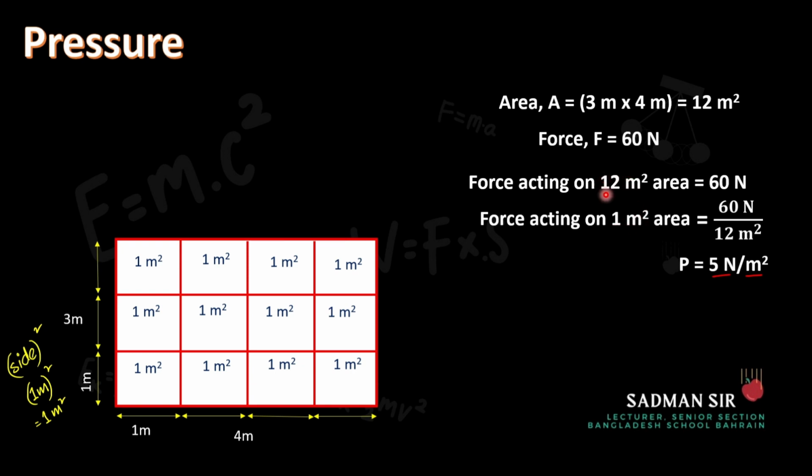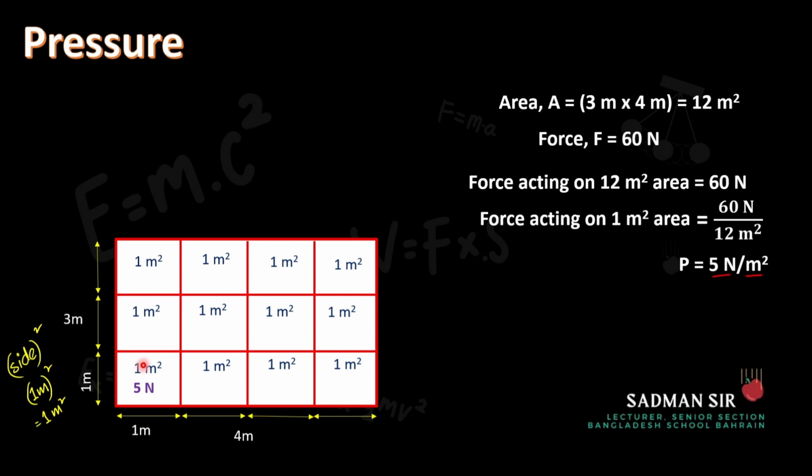Okay, the total area can be divided into small areas of 1 meter square. Now on 1 meter square, how much force should be acting? 5 Newton. That means on this part, how much force should be acting? 5 Newton. That is what 5 Newton per meter square actually means: 5 Newton on 1 meter square. Per meter square means 1 meter square.